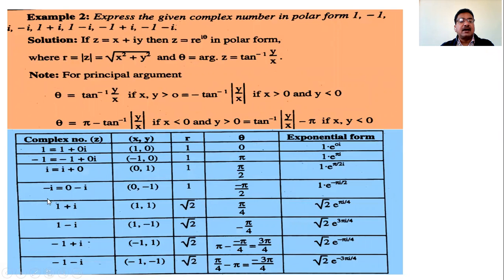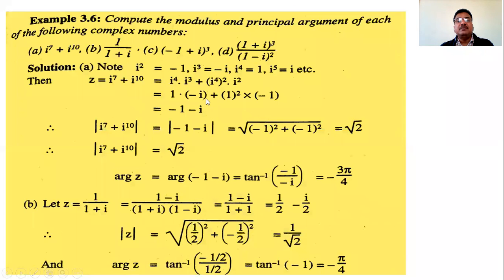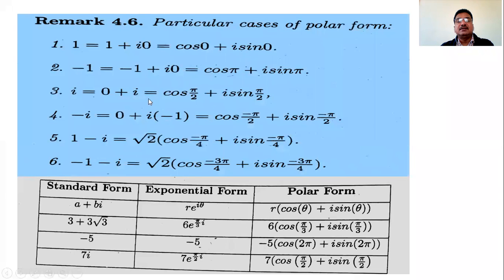These are the same problems: 1, minus 1, i and minus i. Their polar forms are these. 1 minus i, minus 1 minus i, all these have the polar and exponential form. If the number is a plus bi, then we can write its polar form and its exponential form.